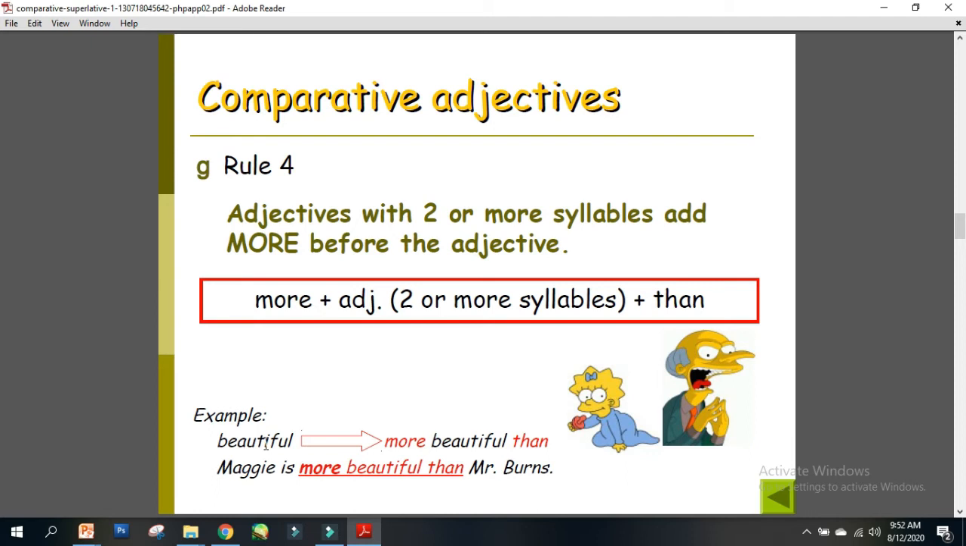Here is the example in a sentence. Maggie is more beautiful than Mr. Burns. Of course, Maggie is more beautiful because Maggie is a girl and Mr. Burns is a boy. He's a man.